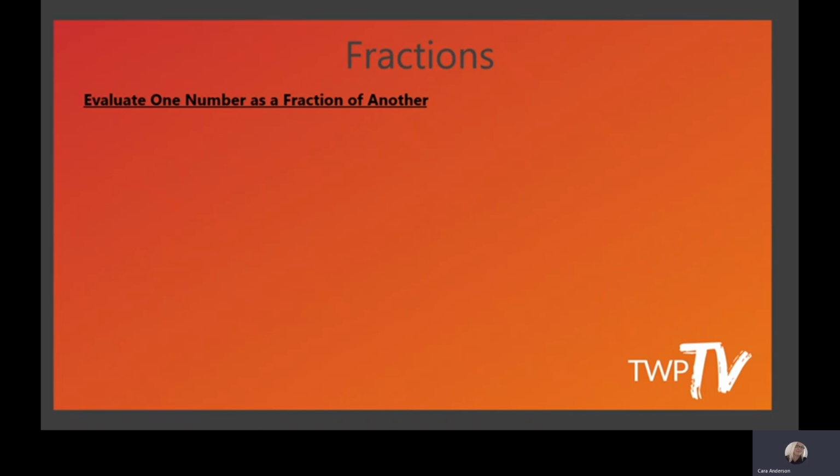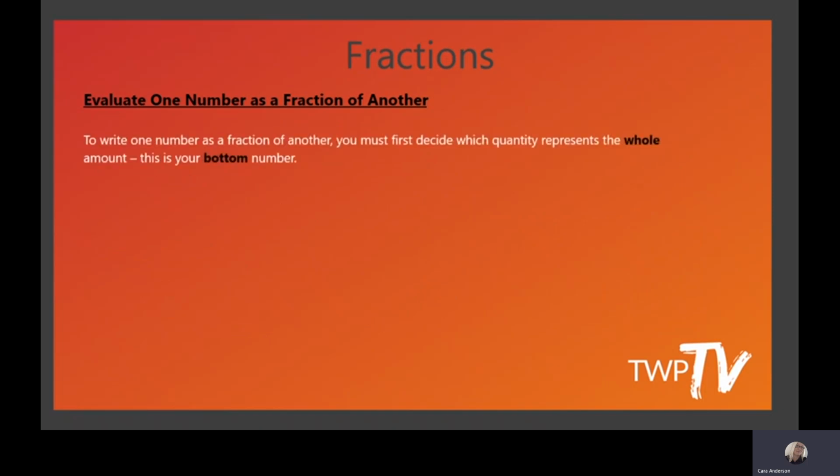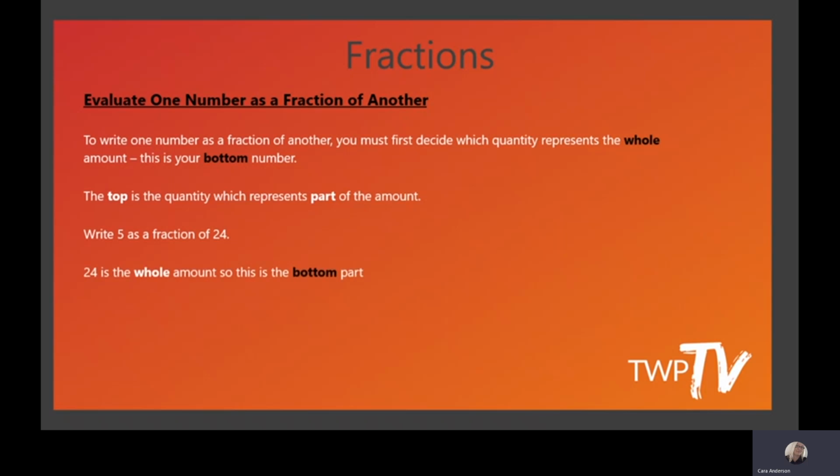So to evaluate one number as a fraction of another, to write one number as a fraction of another, you must first decide which quantity represents the whole amount. This is then going to be your bottom number. The top is then the quantity which represents part of that amount. So it just goes back to earlier where it was how many parts were in that amount that we're trying to work out. So if you needed to write 5 as a fraction of 24, 24 is the whole number. That's how many you have. So this is the bottom part. 5 is the part.